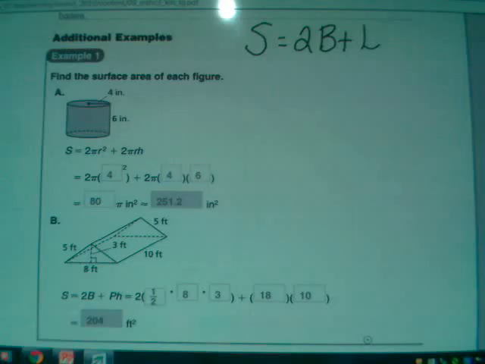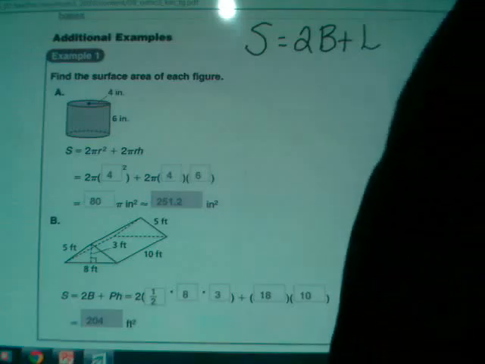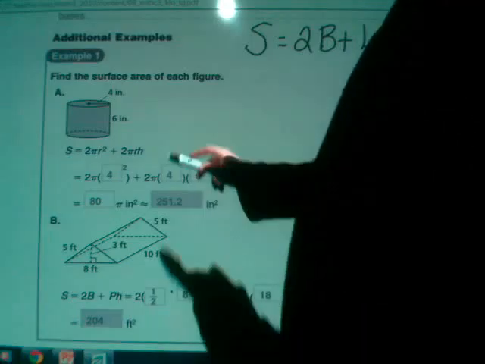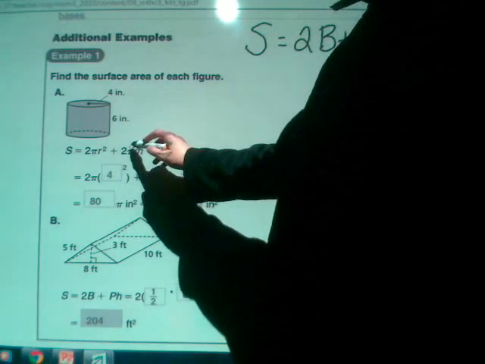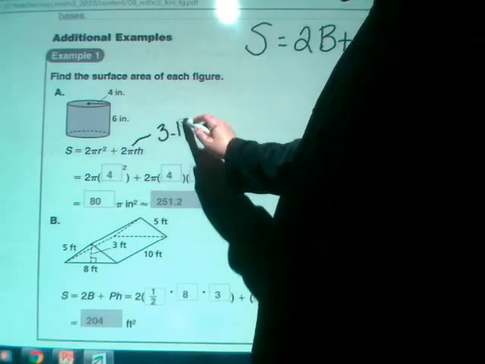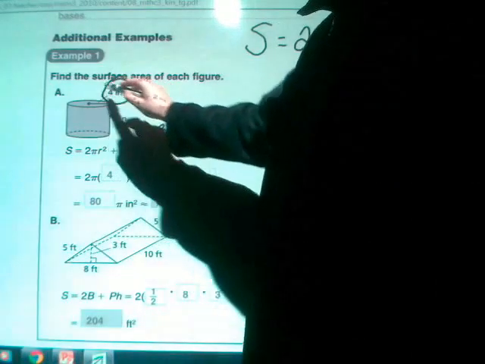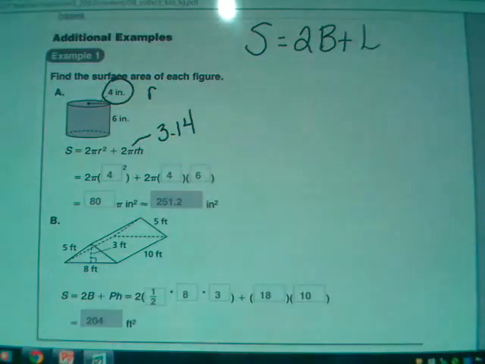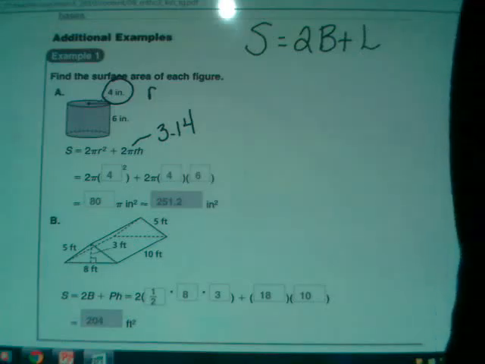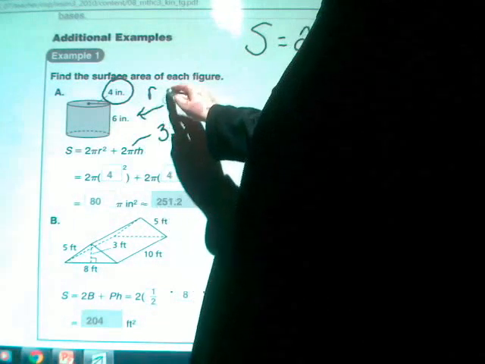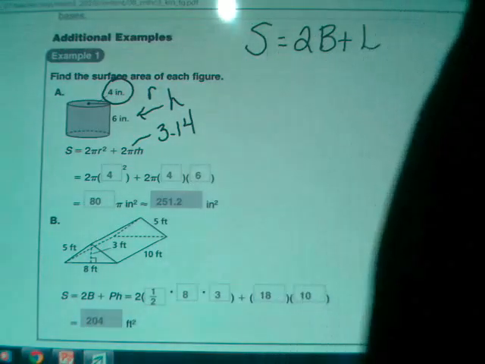Okay, so let's take a look at these. In A, we're going to plug numbers right into the formula. Really the only two things we need here are r and h. Of course, for pi in our calculations, we can leave it as pi, or we can change it to 3.14, whatever the need be. But this 4 here is going to be the radius. Remember, it's got to be halfway across the circular piece. If it goes all the way across, that's the diameter, and you don't want that. And h is the height, how tall it is, and that's that piece of information right there.